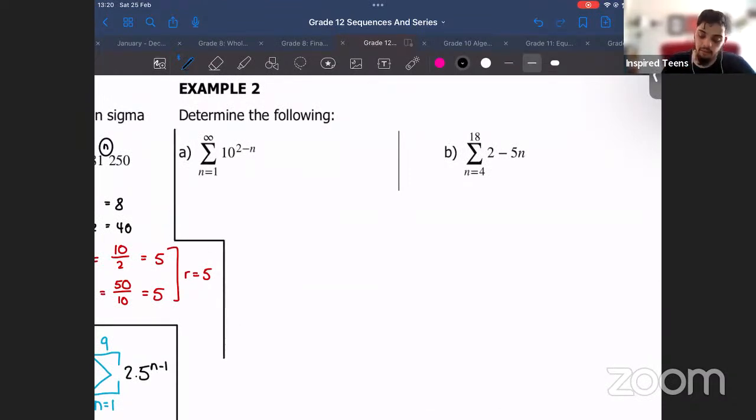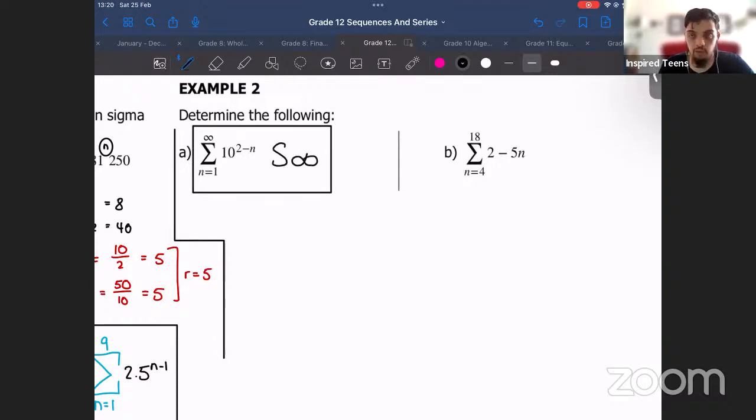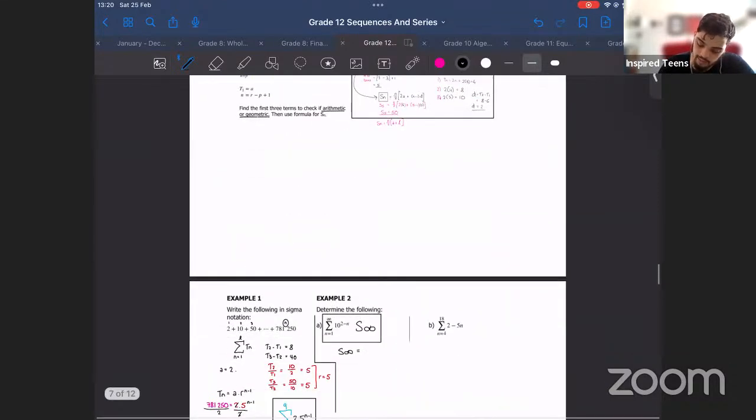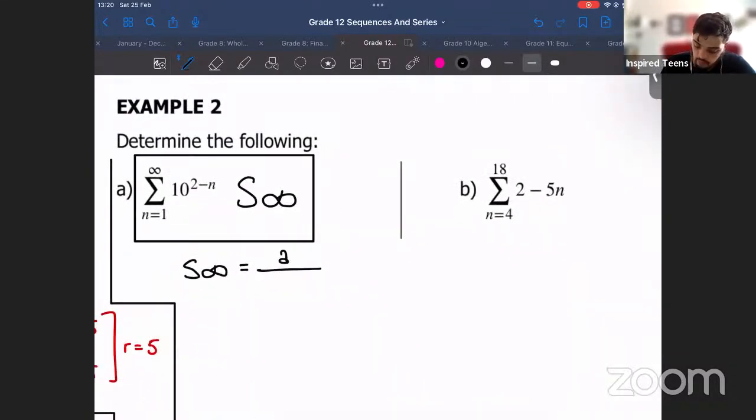All right, determine the following. Again, determine the following. That doesn't even look like a question, but all they are asking you to do is, I see an infinity, so I should realize what it means: they basically want me to calculate the sum to infinity. They actually gave me Tn. Perfect. Remember, sum to infinity, what is its formula? Sum to infinity is equal to, I don't know, 1 minus r over a or something. A over 1 minus r. A over 1 minus r.